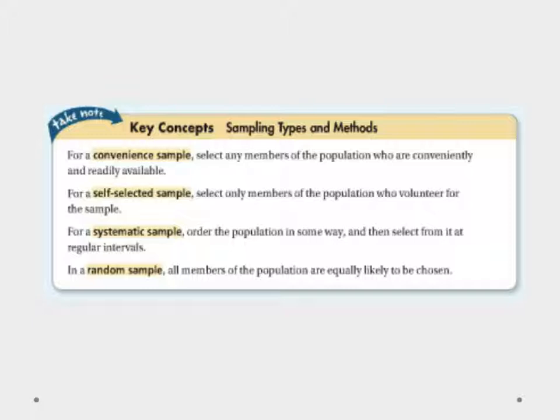A systemic sample, it says, is to order the population in some way and then select from it at regular intervals. And then a random sample is where all members of the population are equally likely to be chosen.